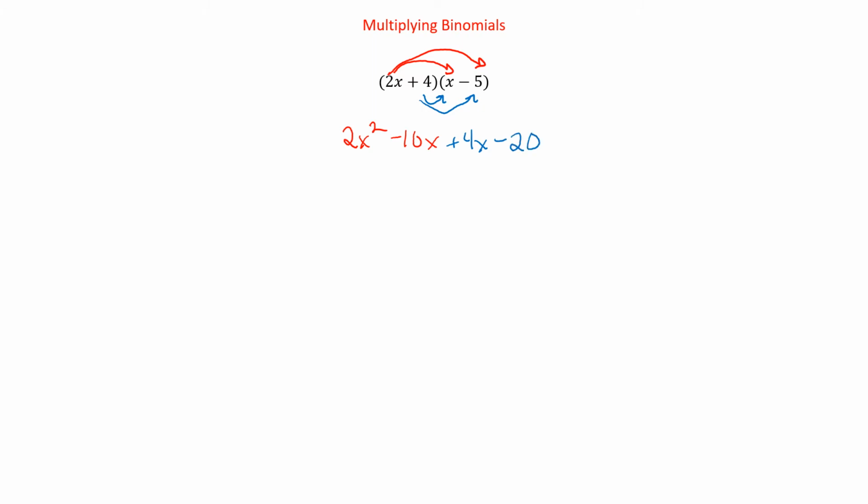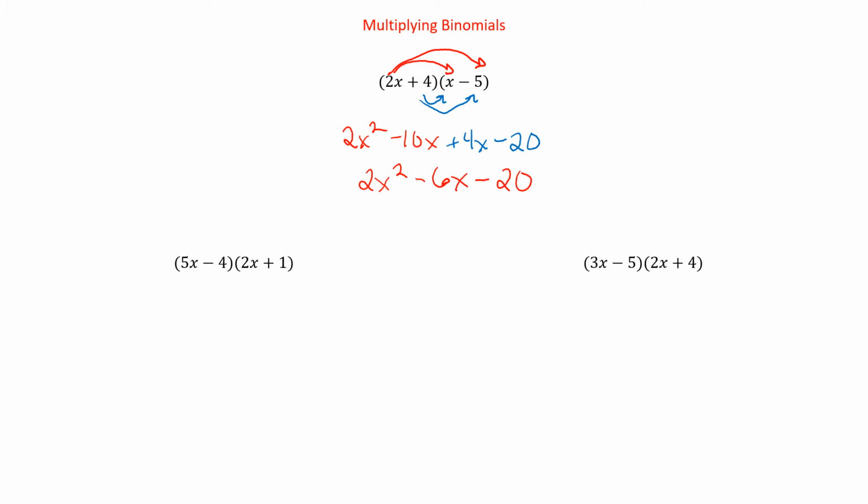Combine our like terms. 2x squared, negative 10x plus 4x is minus 6x. Notice that's not minus 14x, because a negative 10 plus 4 is negative 6, minus 20. So a binomial times a binomial, just distribute. So try these two really quick, and come back when you're ready.